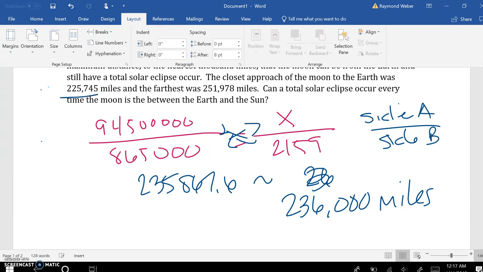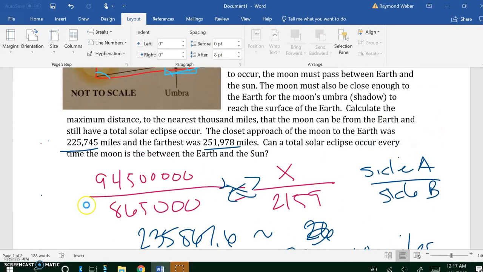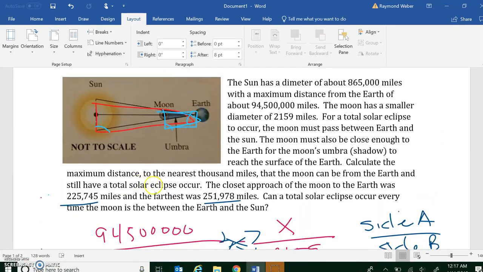So now when we look at these, we can see that this is somewhere in the middle between the two. So yes, a total eclipse can't occur every time. That's what I'm meaning to say here, because our number is somewhere between these two. So there are times when the moon is too far away from the Earth to make a total solar eclipse. That's why they're rare. But you can see we're just using similar triangles, and a lot of it is simply figuring out where your triangles are in the picture.